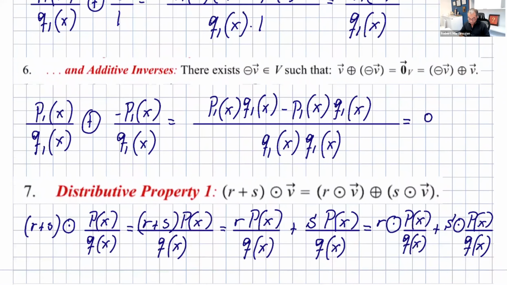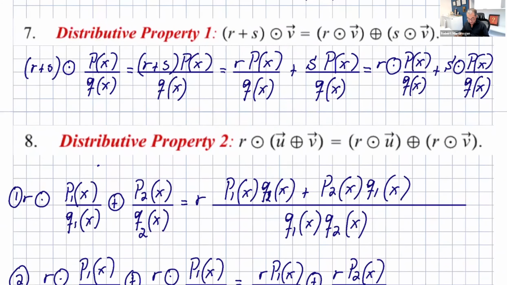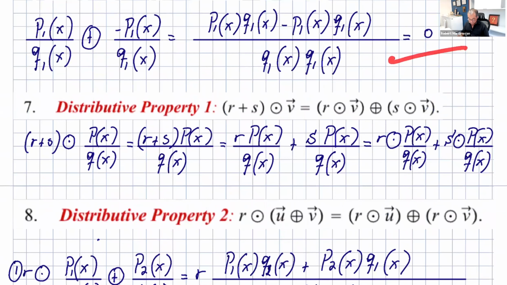Next one is additive inverse. Let's try this. So if we do P1 of x over Q1 of x plus negative P1 of x over Q1 of x, so you get P1 of x, Q1 of x minus P1 of x, Q1 of x. These two cancel and you get 0, which was the additive inverse. So we do have it. So that is satisfied also.